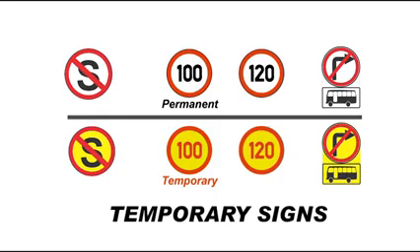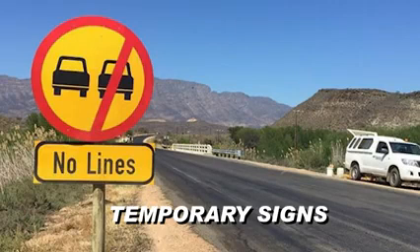Temporary road signs. They are temporary versions of other road signs. They have a yellow background. They are normally found on any roadside to display a temporary message.